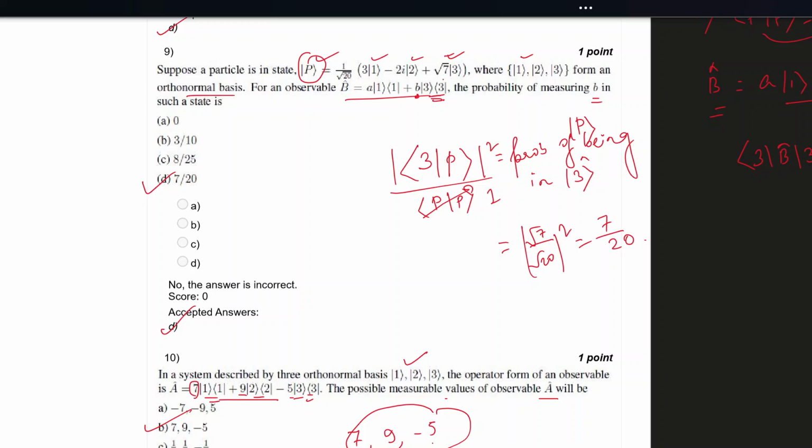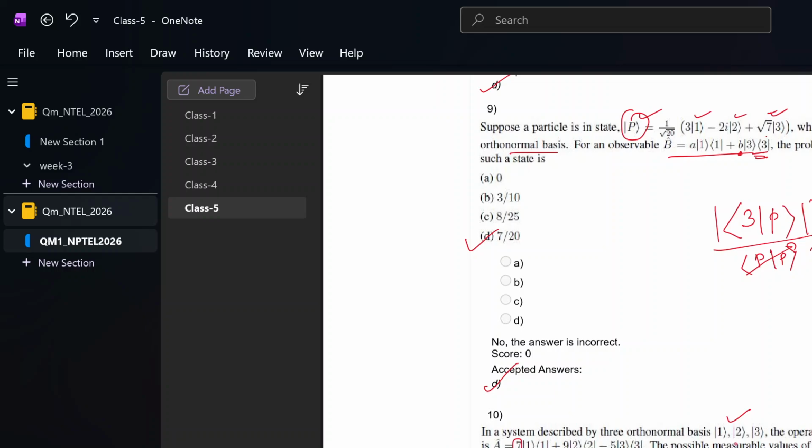So we have finished these 10 questions for this class. We'll solve more in the next class.